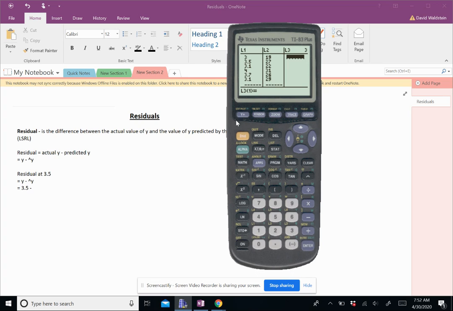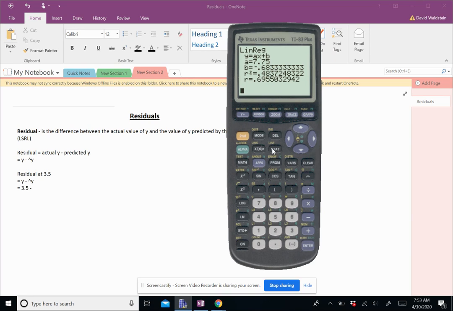So we need the predicted value. I've got to bring up my calculator. To get our predicted value, we need to find our actual equation. So we're going to stat, over to calc, and go to our linear regression. And we see that our slope is 7.75 and our y-intercept is negative 0.68. And we see that there's also a correlation of 0.69.